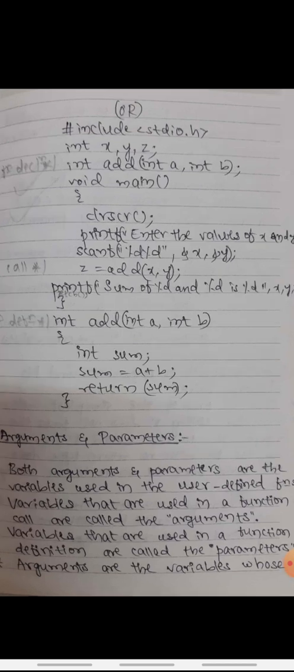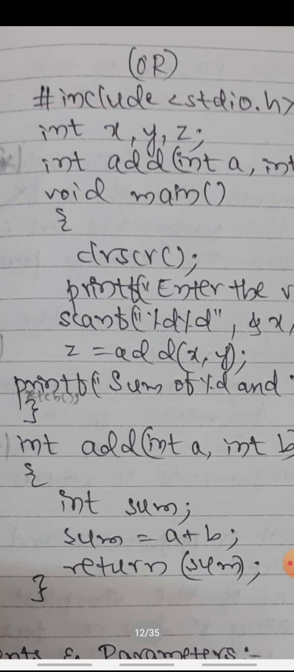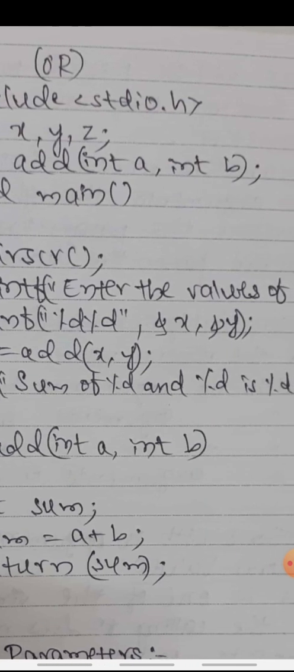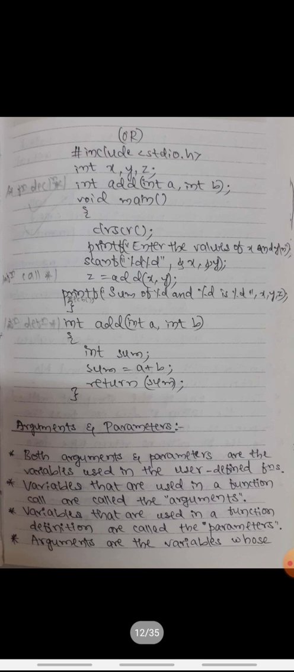But here the only difference is we declared the variables globally, that is before the main function only we have declared them, int x, y, z, int add(int a, int b); After that we are opening the main function. Nothing is different here, everything is same. Okay, function declaration, function call and function definition.